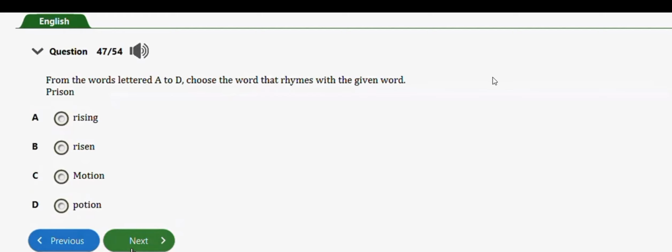It says the one that has rhyme with prism. We have rising, raising, motion, portion. So prism has the same rhyme with reason, option B. Okay, next question is this one.